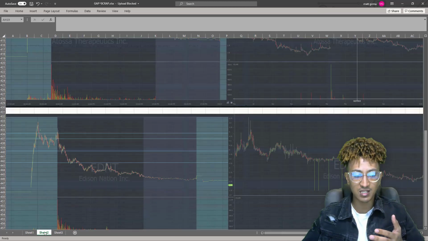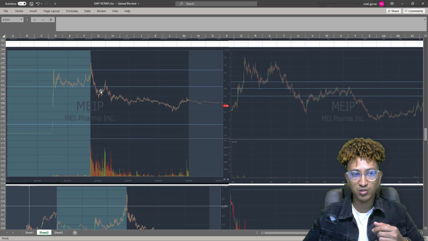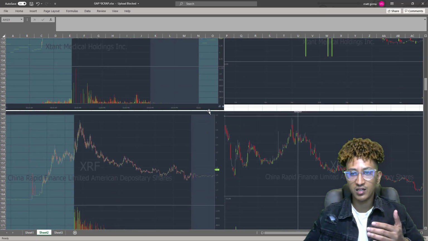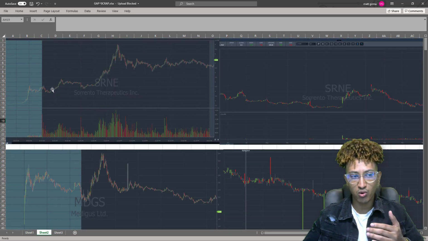Some of them, as you can see, did break the pre-market high. This one broke the pre-market high. This one broke the pre-market high. But look at this one. It broke the pre-market high and went to $9. This one did break the pre-market high, but it pulled back.